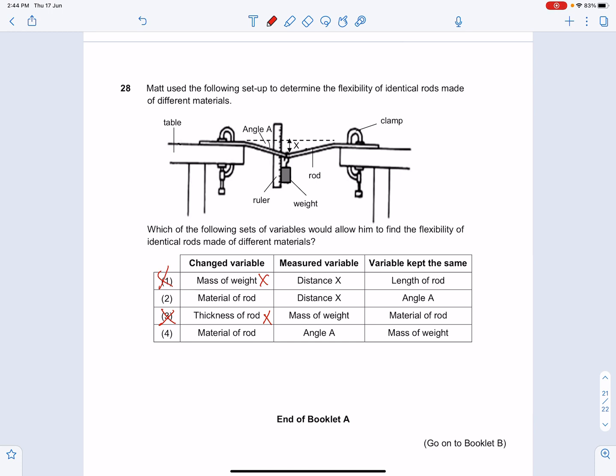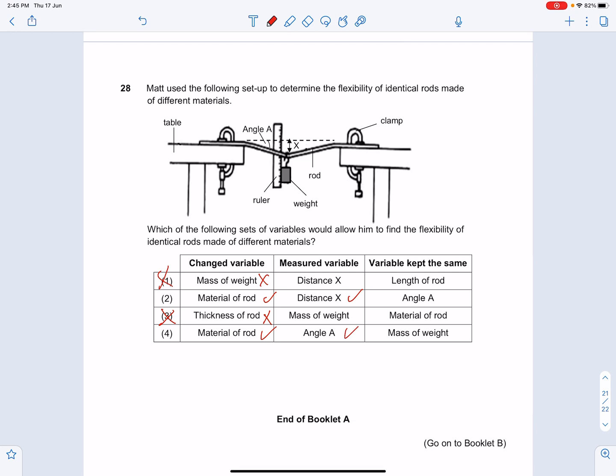Now, let's take a look at the measured variable. Option 4 says angle A. The more flexible something is, the greater the angle would be, right? So I can measure angle A, but I could also measure the distance x, because the more flexible it is, the lower I go, the greater the distance x, if you can see. So this is also possible.